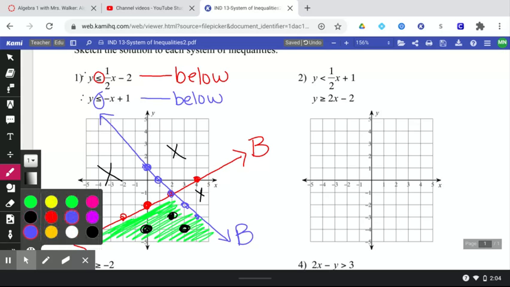All right, now moving on to the second one. We have this time y is less than 1/2 x plus 1. So just based on this symbol, we're going to see that it's going to be a dashed line and we're going to shade below. So we're going to start out at +1 and go up 1 and over 2, up 1 and over 2, or down 1 and back 2. And we're going to make that dotted line. And I'm going to put a B for below.